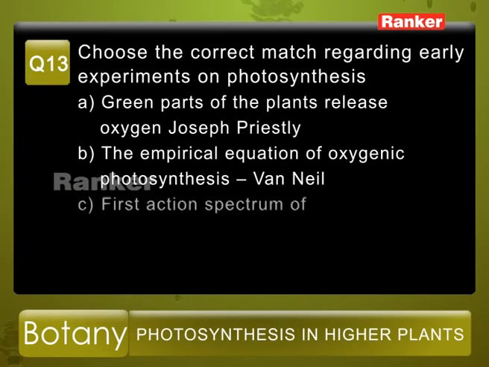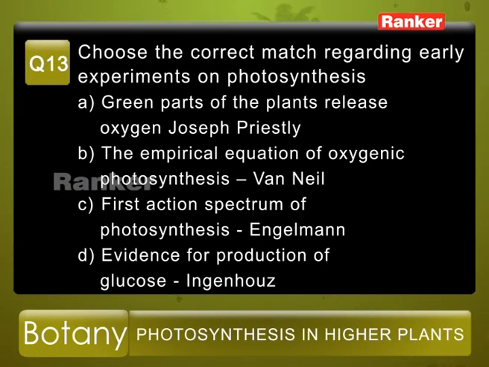Question number 13. Choose the correct match regarding early experiments on photosynthesis. The given options are: A. Green parts of the plants release oxygen, Joseph Priestley. B. The empirical equation of oxygenic photosynthesis, Van Niel. C. First action spectrum of photosynthesis, Engelmann. D. Evidence for production of glucose, Ingenhousz.